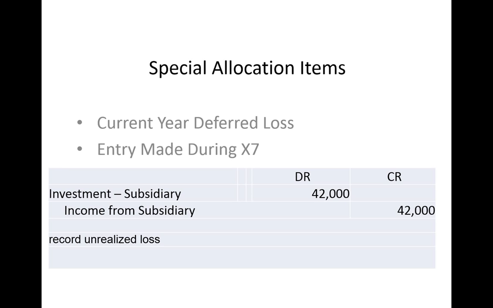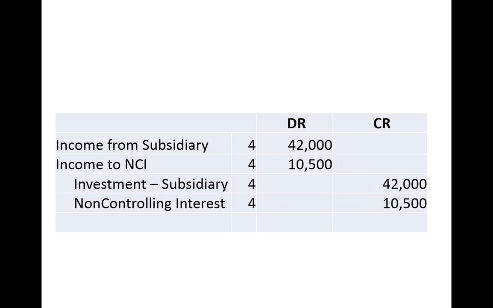When it comes to the eliminating entry, we're going to do two things. The first is we're going to eliminate the income from subsidiary and the investment sub for $42,000. We're going to also assign the portion of the deferred loss to the NCI. So you add the two together, we get $52,500, which was the total loss. So 80% to the parent, 20% to the NCI.